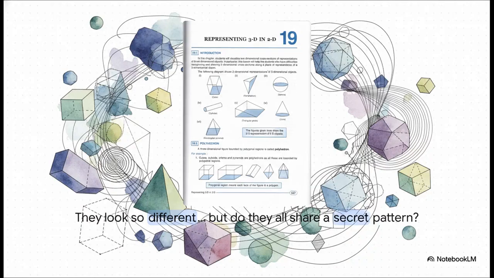Okay, so just look at these shapes. You've got your cube, your pyramid, a prism. I mean, they look totally different, right? But what if I told you they're all secretly following the exact same rule? And it's a super simple one. That's the mystery we're digging into today.